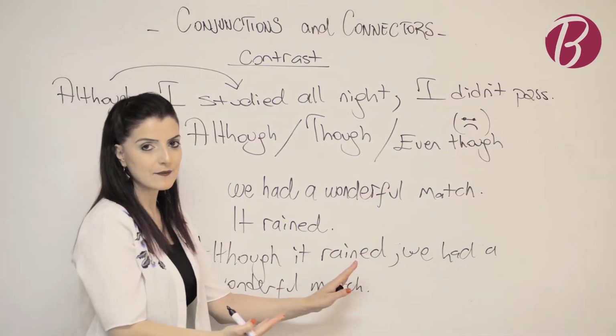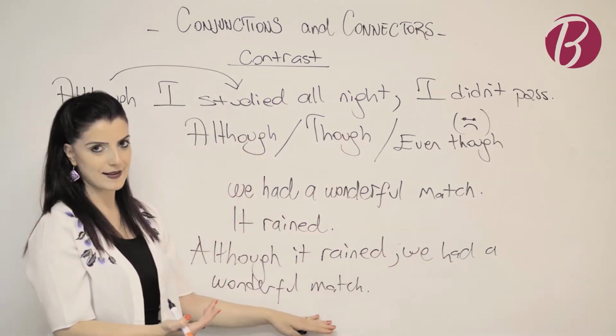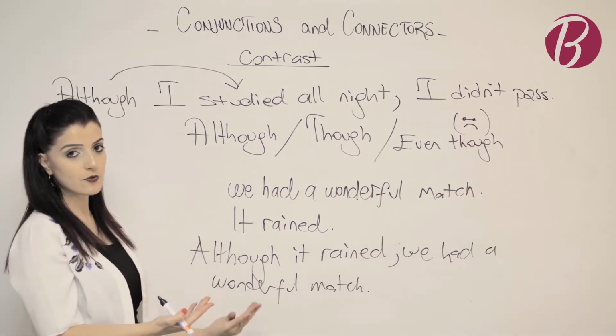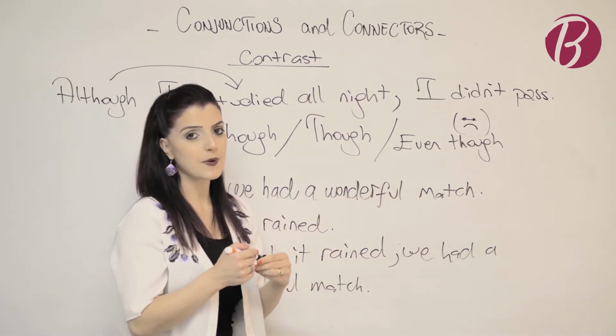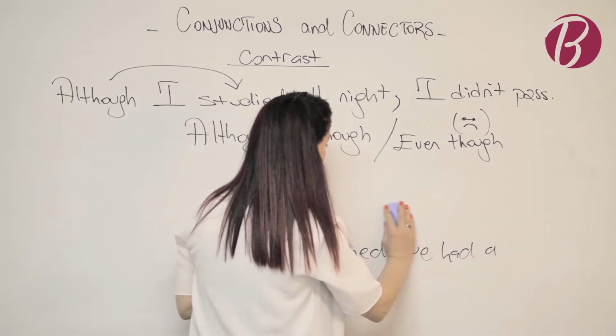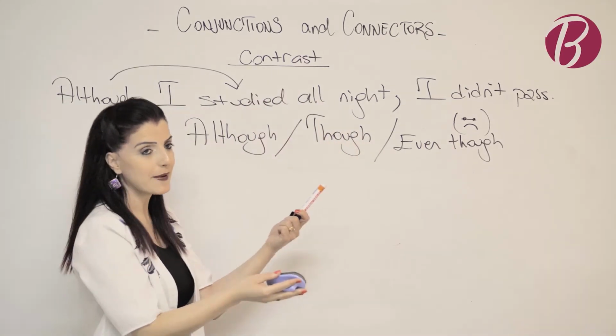Although it rained, we didn't care about it. We had a wonderful match. So in this sentence, there is clearly a contrast meaning. Although, though, or even though are possible to use. Sometimes we can have some other alternatives to use in order to give the same meaning.